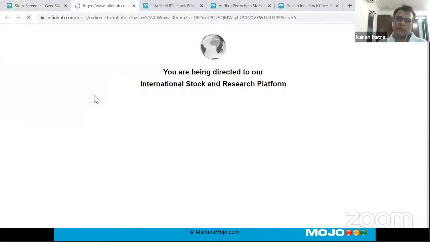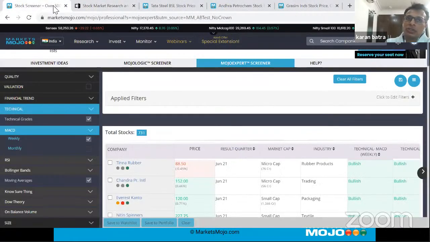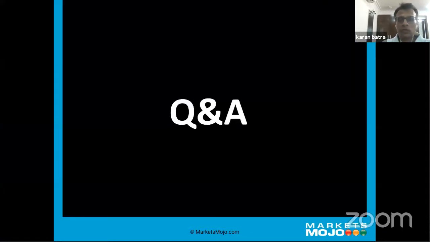If you click on any flag, you'll be redirected to InfinHub. There you will find research across 20 different markets. There also you can create model portfolios across US, and we have some 5-6 country model portfolios. We are also adding more and more countries there. Again, we do not provide execution in InfinHub also.